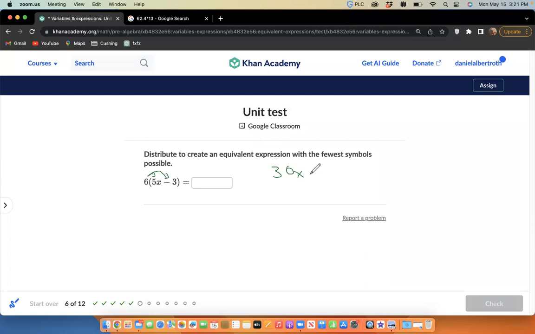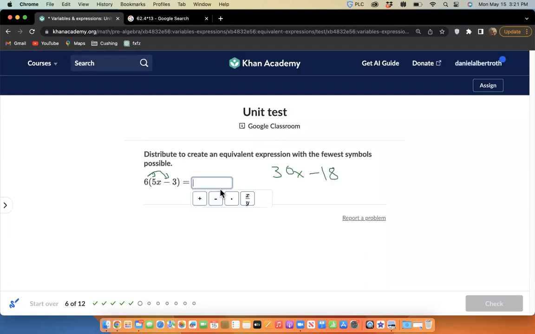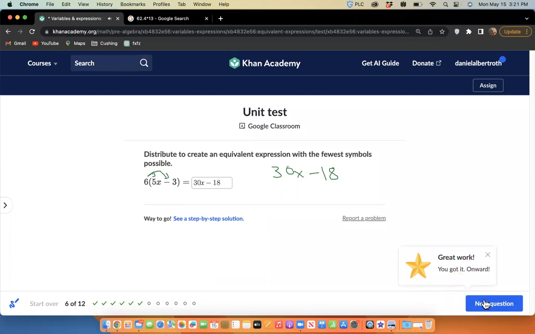And 6 times -3 is -18. I think that this is our answer, fewest symbols possible. There's no way to combine these: the 30x and the 18 and the -18. They're not like terms. There you go.